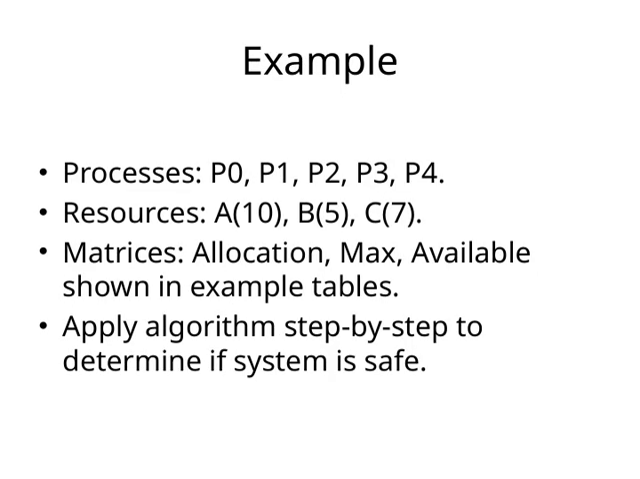Now, let's look at this example to understand how the safety algorithm works in practice. We have a set of processes, P0 through P4, and resources A, B, and C with their respective quantities. The matrices shown, allocation, max, and available, are essential for our analysis. Our goal here is to apply the algorithm step by step to determine if the system is in a safe state. Essentially, we're checking if there's a sequence of processes that can all complete without running out of resources. By examining the matrices, we identify whether the current resource allocation allows us to find such a sequence. If we can find it, the system is safe.